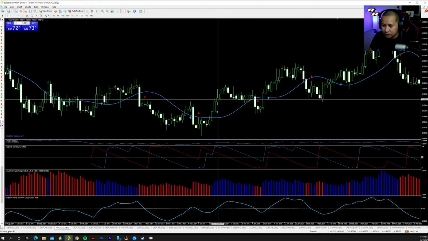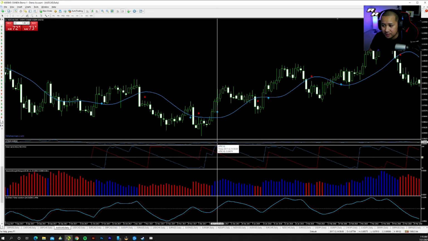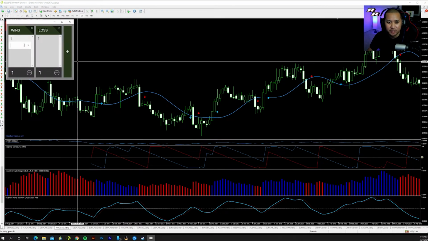So moving on to that, we get a long signal here. The rune also agrees, so does the absolute strength, and that goes up 75, 76 pips on the 67 pip ATR. So that would have been a win. We're gonna chalk that up as a win.